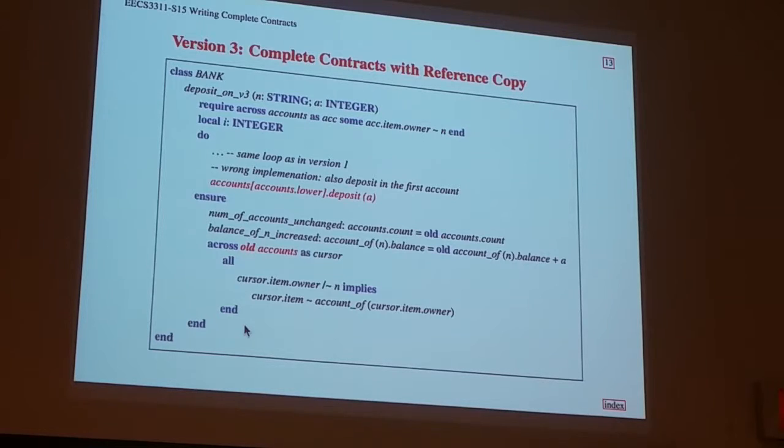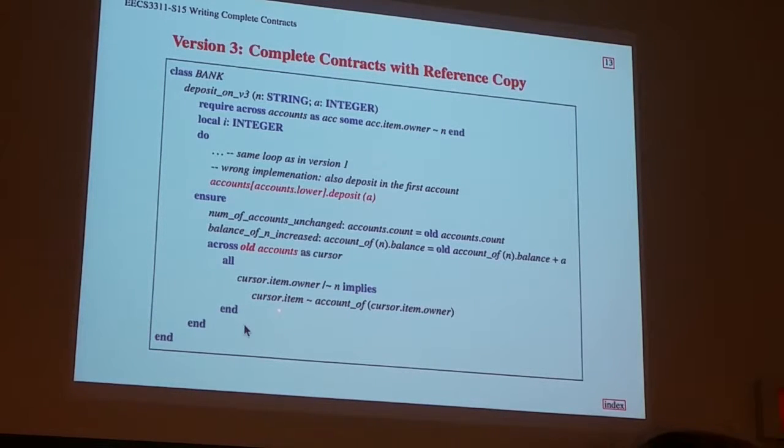Okay, let me say that again. So this across here basically says, go across the old value for the accounts and check the following. If the current owner we are looking at is indeed Steve, then that's okay, we don't care. However, we do care about the accounts where the owner is not Steve. For example, let's say Bill.